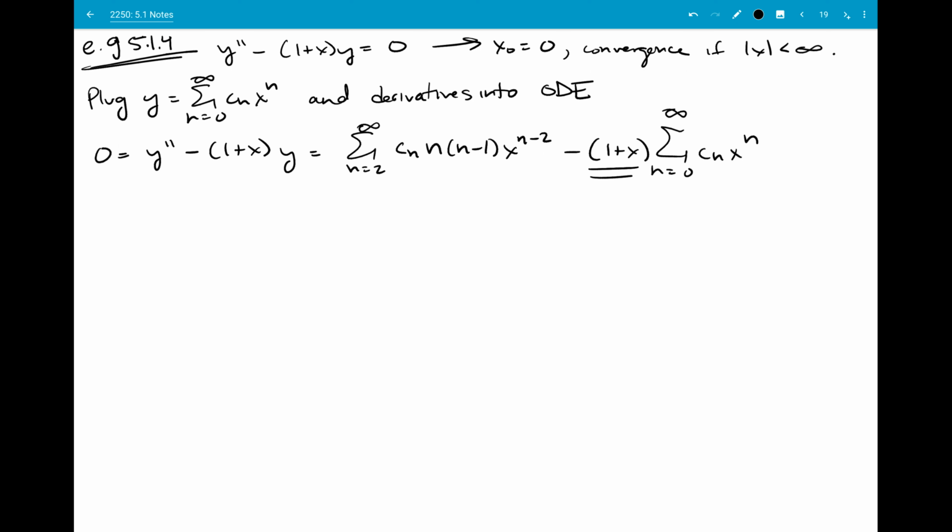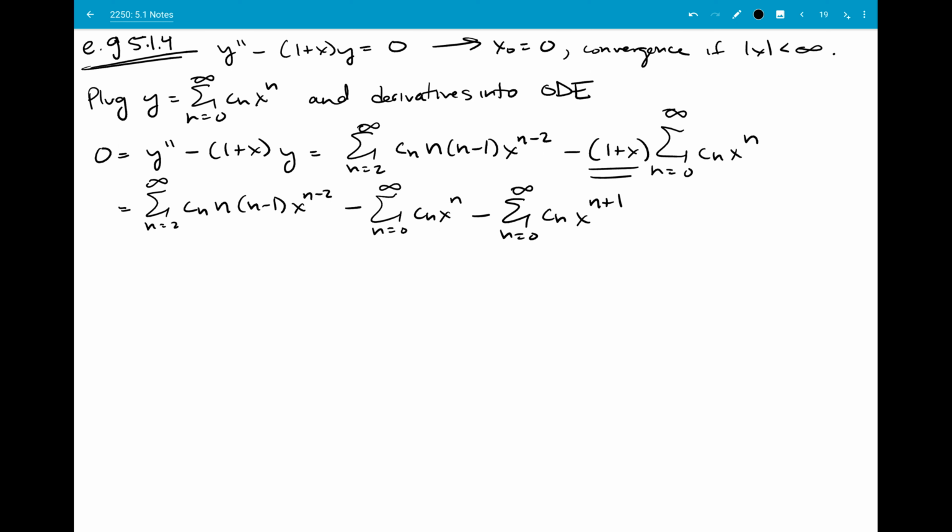We can go ahead and use algebra to distribute the sum across that (1 plus x). So that's going to give us the sum n equals 2 to infinity, unchanged, c_n n (n minus 1), x to the n minus 2, minus 1 times the sum from n equals 0 to infinity, c_n x to the n, minus x times that sum. So the sum is still going to go from 0 to infinity, still going to have c_n, but now x times x to the n gives us x to the n plus 1.